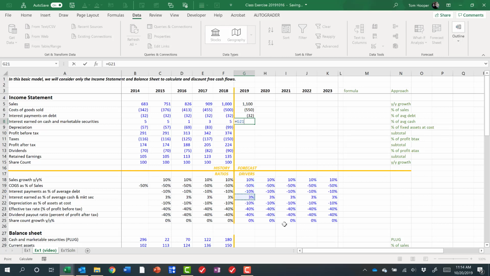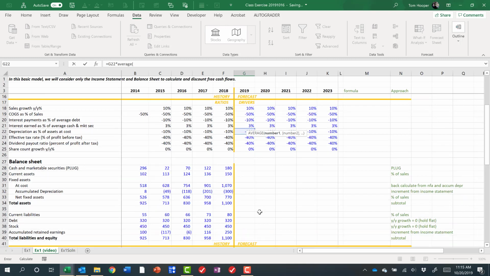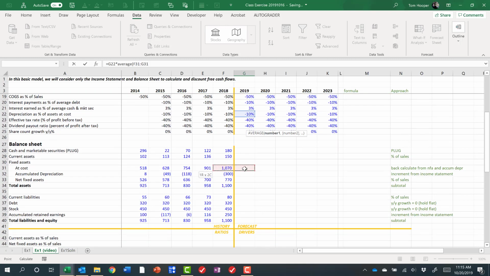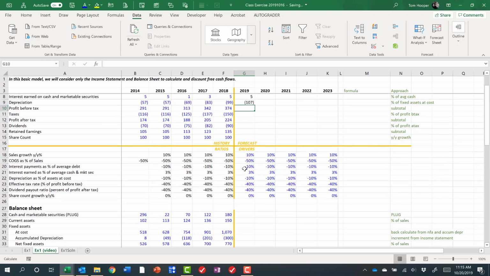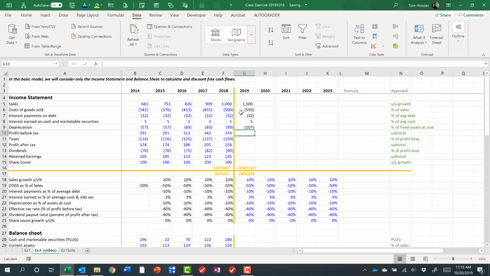Where we take our effective interest rate times the average cash, which again, we only have one of, and the effective depreciation rate times the average. And since we used assets at cost to calculate the ratio, we must also use assets at cost to apply the driver to. And each time we do one of these, it's helpful to look and see if we're reasonably on trend. That would be a time to identify if we got a sign off or something like that.